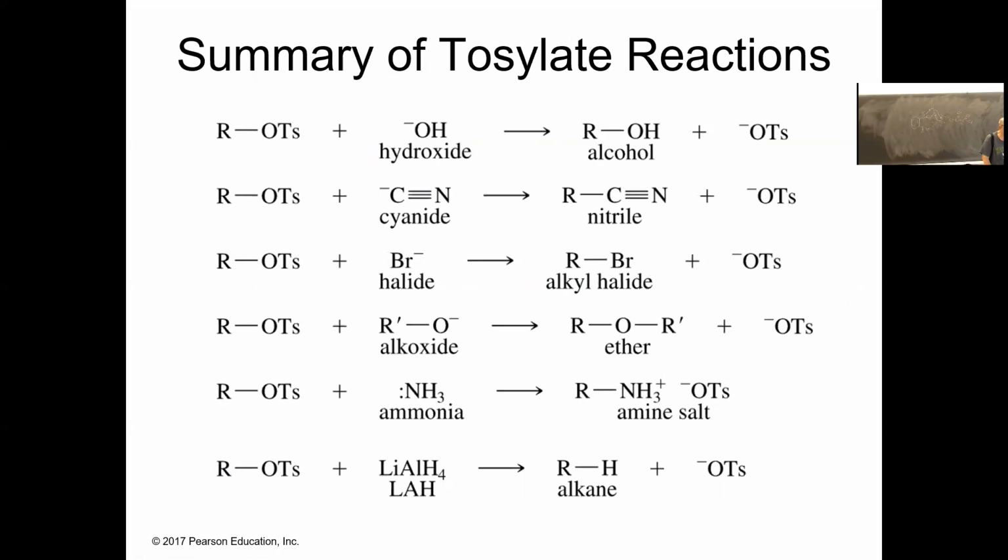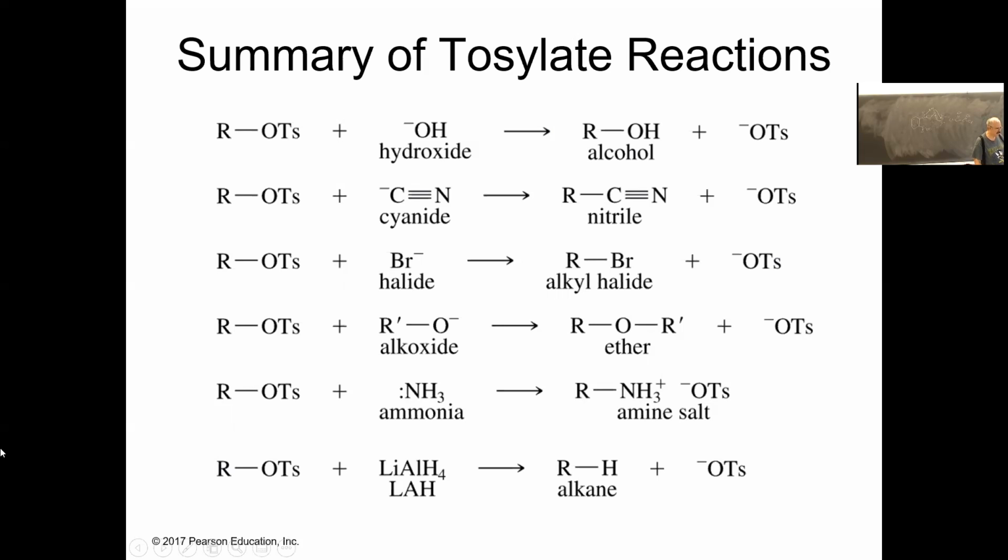Okay, here's just a few of the reactions that we can do with tosylate esters. We can convert tosylate back to an alcohol. Where this might be useful is, if we have the R configuration and we wanted to make the S, this would be a way in which we could readily do that. We can make nitriles, halides, alkoxides, amine salts, and then we can also convert tosylates to alkanes.